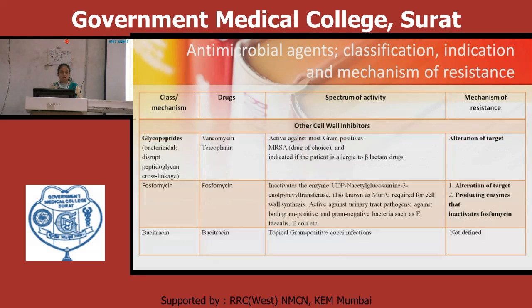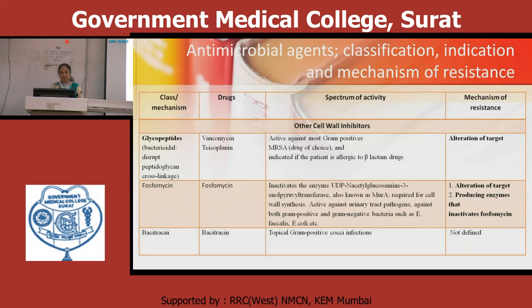Now, glycopeptides, that is bactericidal, disrupt peptidoglycan cross linkage. Drugs are vancomycin and teicoplanin. Other cell wall inhibitors that are active against most gram-positive including MRSA and indicated if the patient is allergic to beta-lactam drugs. Mechanism of resistance is alteration of target site.